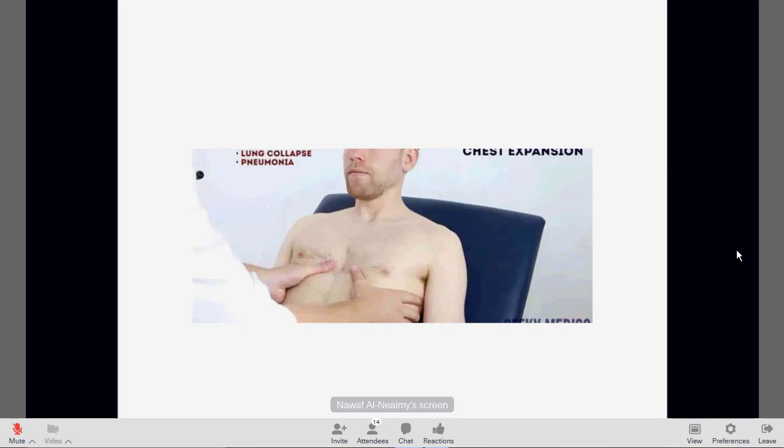Normal is usually 5 cm, reduced chest expansion is less than 3 cm. The rest, let's say, depends on the case.